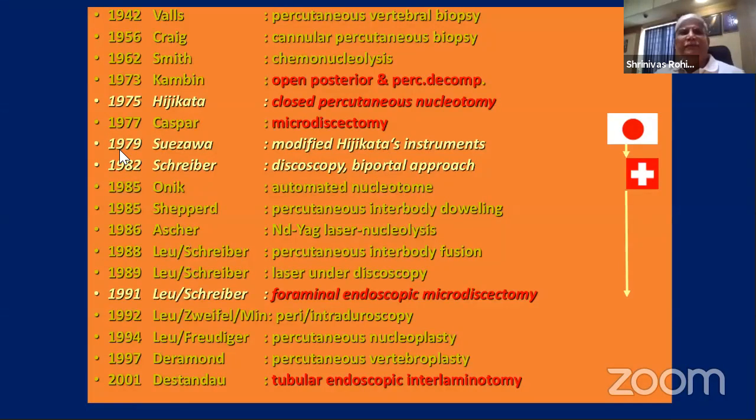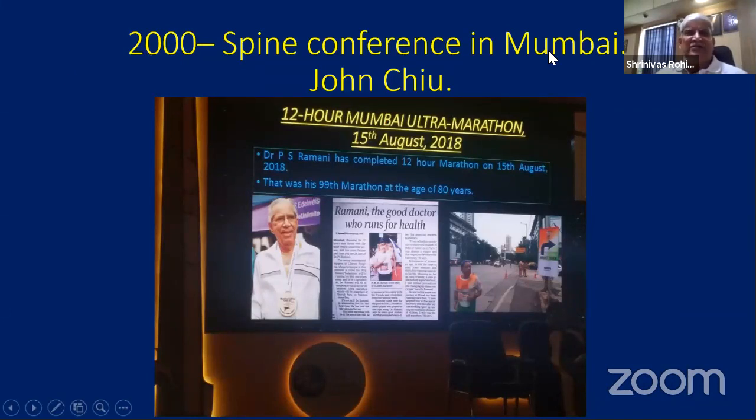In the history, we have three names. One is Casper, other is Loy and Destandau. These are in the interlaminar approaches. We'll have to start with Casper, but first I'll start with this 2000 conference. This was the conference which initiated my interest in endoscopic spine. That was in Leelavati, organized by Dr. Ramani. And at that time in India, it was the first time the interlaminar approach with endoscope was demonstrated.